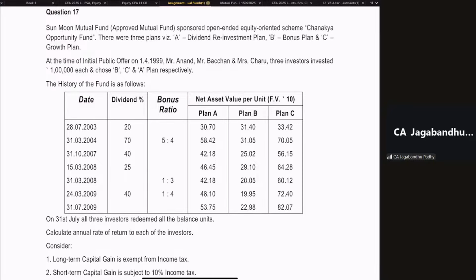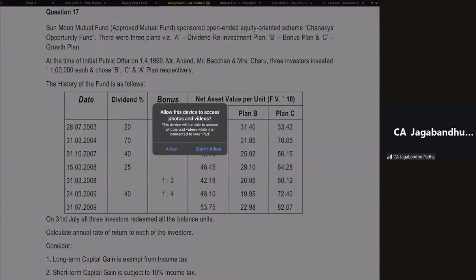Okay. So here we have a mutual fund named Sun Moon Mutual Fund, a sponsored open-ended equity-oriented scheme, Chanakya Opportunity Fund. Now, what are these open-ended and equity-oriented schemes, guys? As the name says, equity-oriented means what? It means the mutual fund is invested in equity shares. The majority of the investment is going to be into the equity shares.